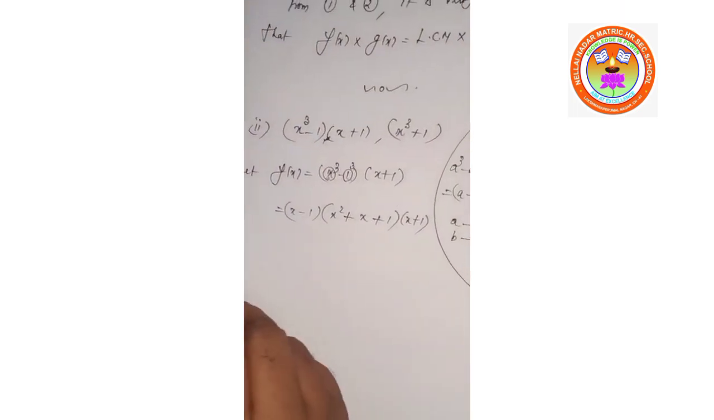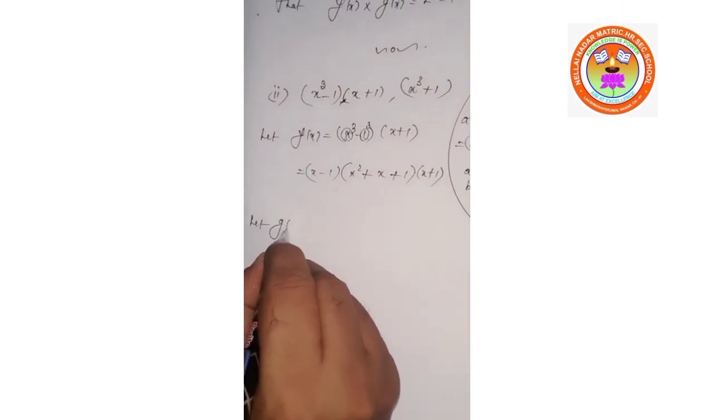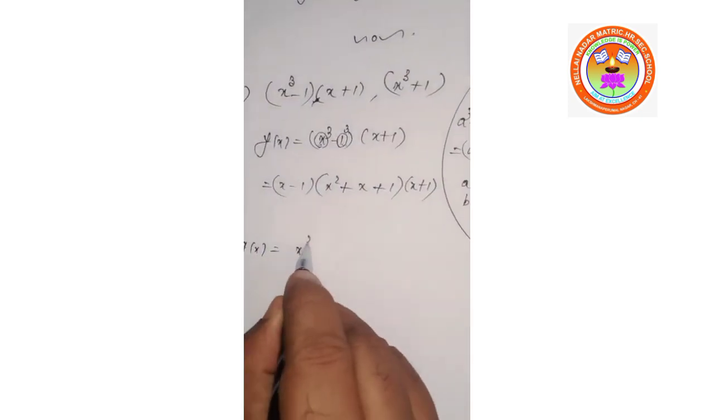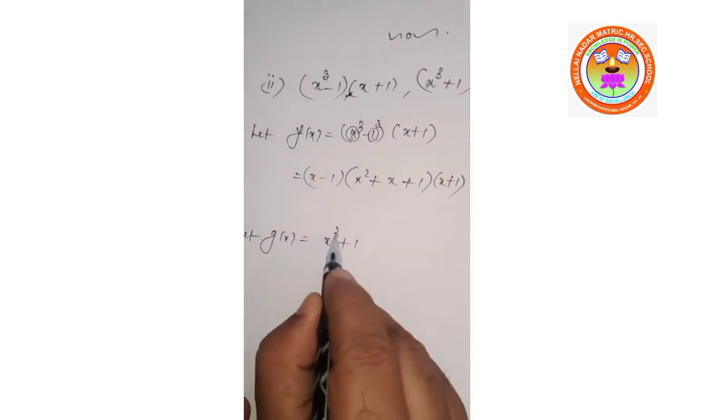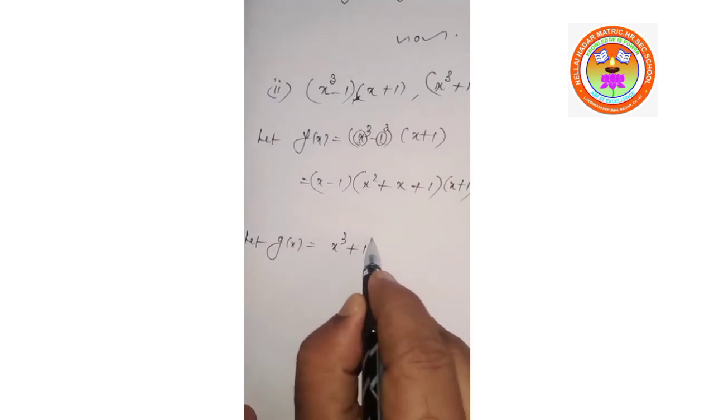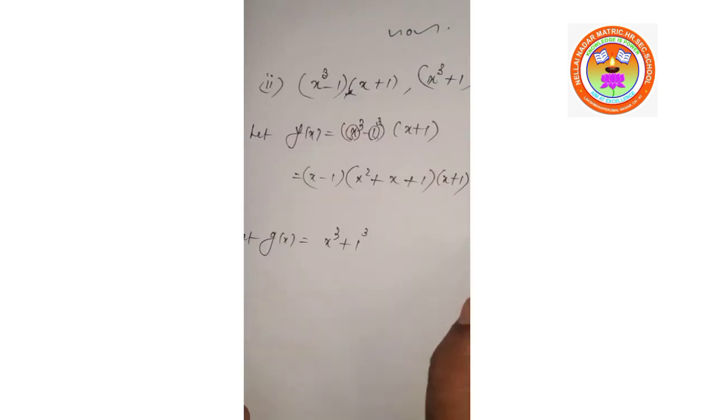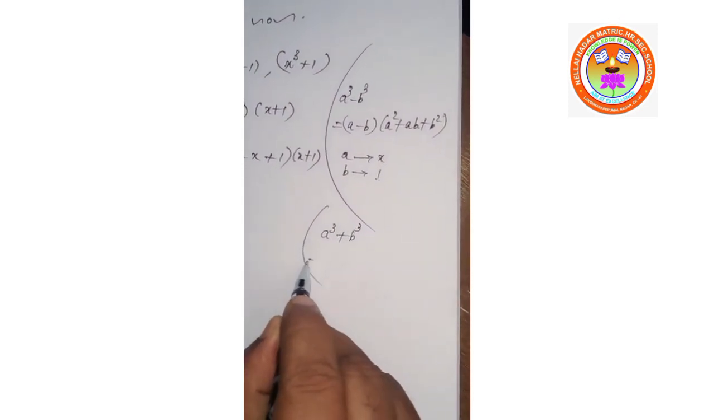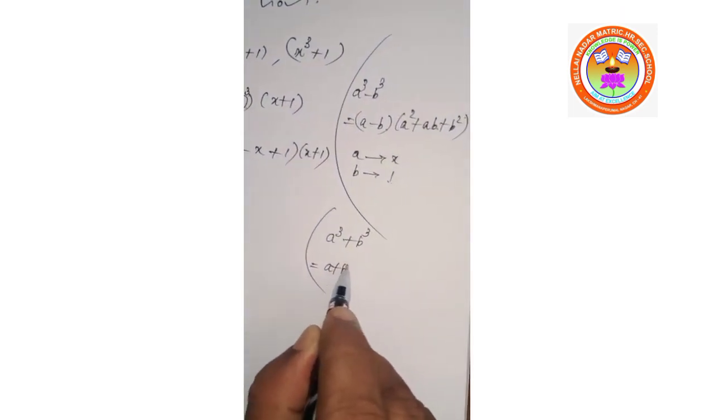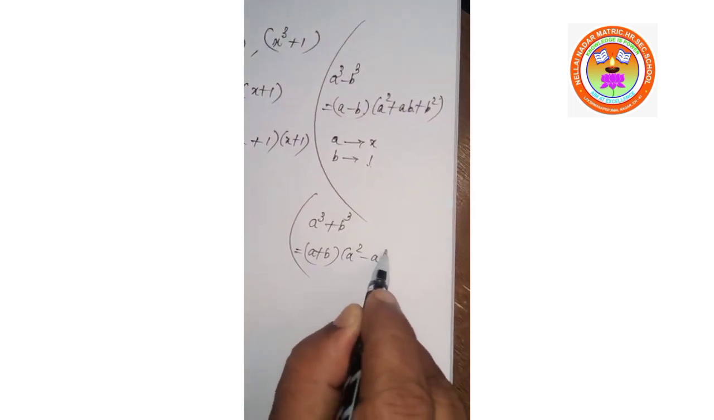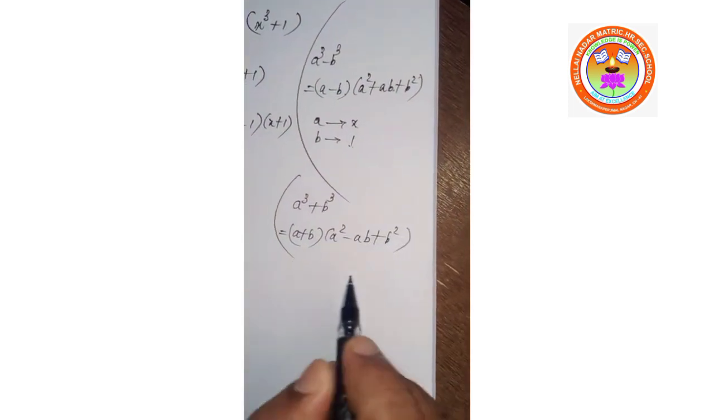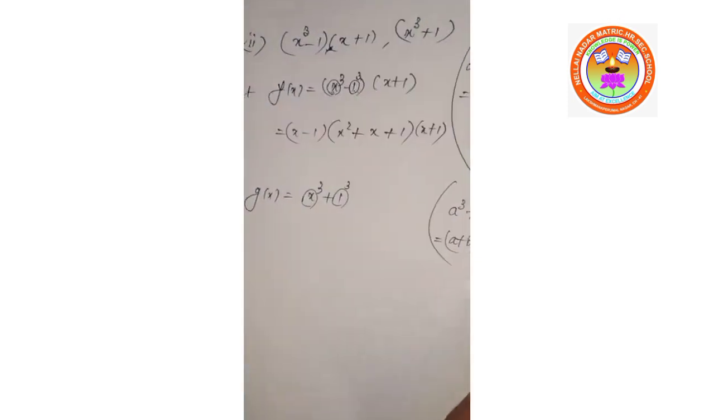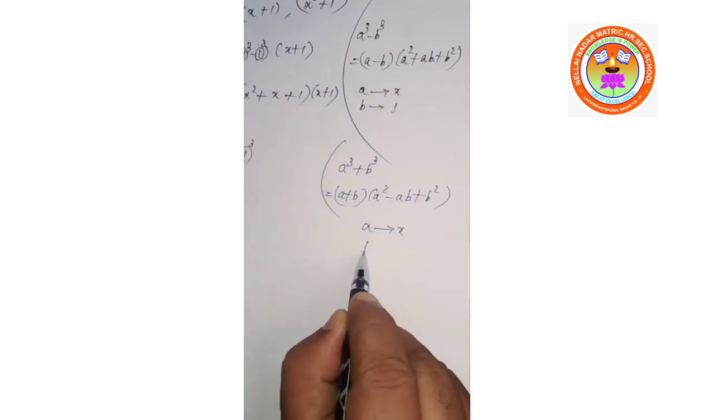Now take g of x. Let g of x equal x cube plus 1. Since we have 3 in the power, 1 itself can be written as 1 cube. Here you have to apply the identity a cube plus b cube, that is equal to a plus b into a squared minus ab plus b squared. Compare: a is x, b is 1.